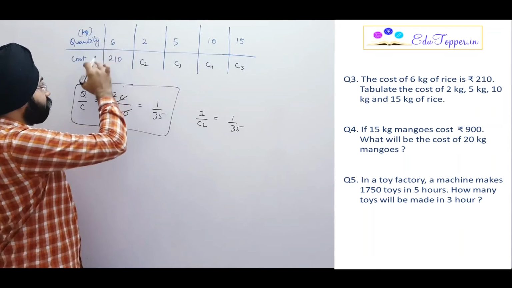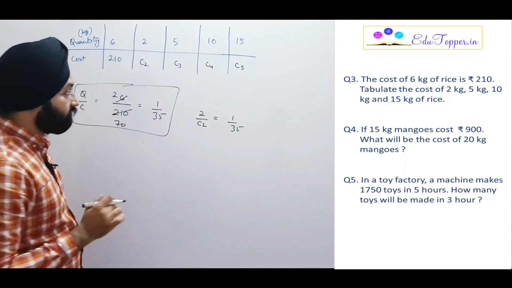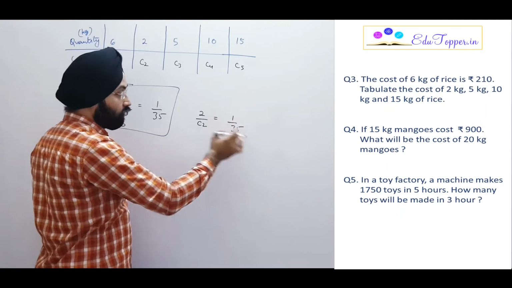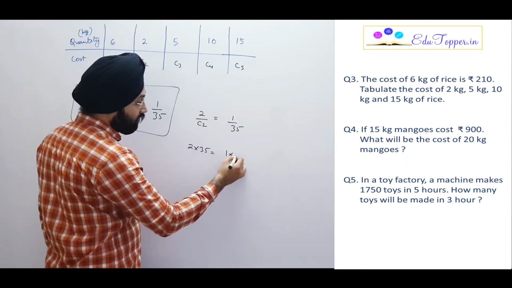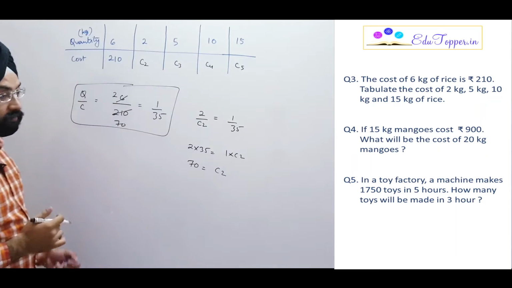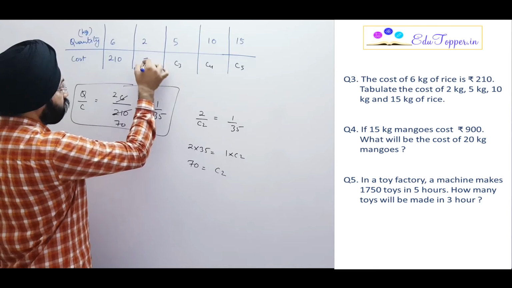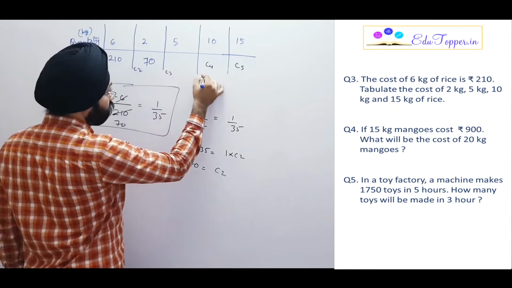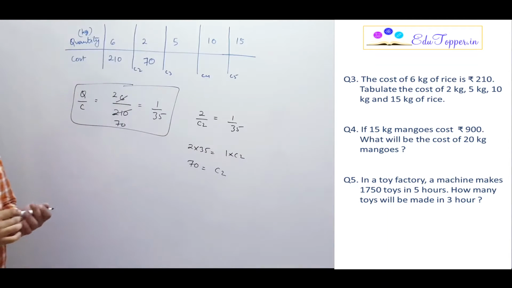So quantity by cost is 6 by 210, that came down to 1 by 35. So when the quantity is 2, cost is C2. Quantity by cost, here also it should be 1 by 35. So 2 into 35 is equal to 1 into C2. So 2 into 35 is 70. Therefore, the value of C2 is 70. So this will be 70. C2 is 70, right? This is C3, C4 and C5. Alright.